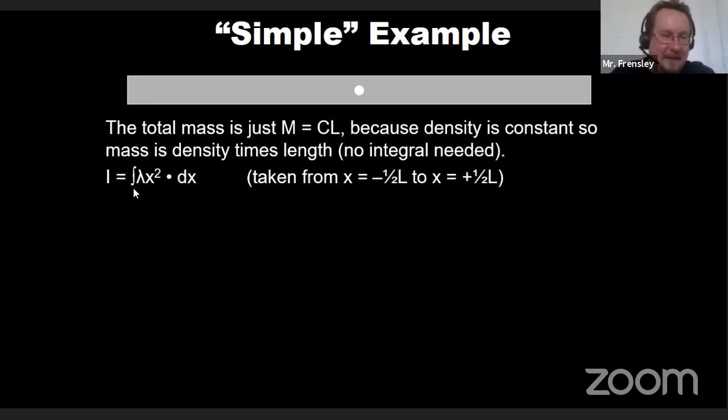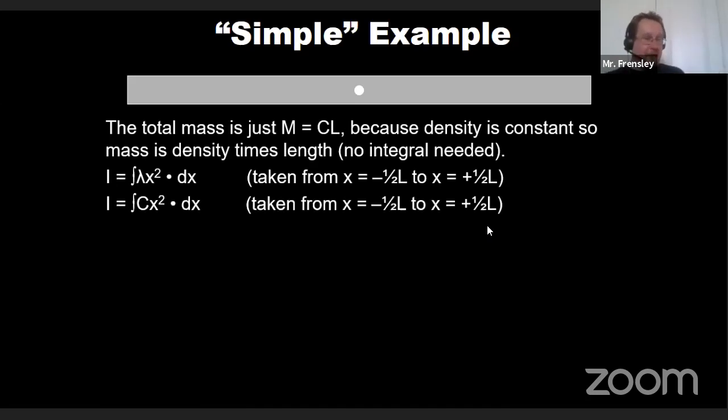Now I can't typeset the limits here in PowerPoint. I haven't figured out how to make the limits there. So I put the limits out here to the right. So I'm going to integrate lambda x squared dx. And because this white dot is x equals 0, the axis, then I'm going to go from negative half L to positive half L as my limits.